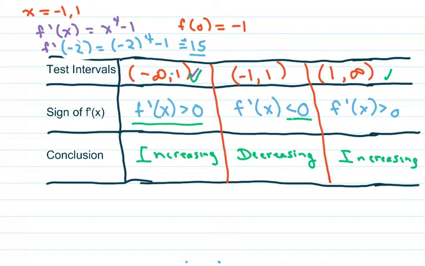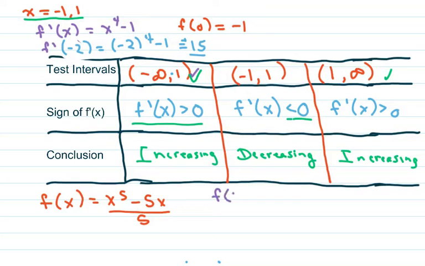So what I'm going to do is plug my critical numbers into my original function. My original function was f of x equals x to the fifth over 5 minus 5 times x over 5. So we're going to plug in our critical numbers, which should be f of 1. You plug in 1, you're going to get negative 4/5. And when you plug in negative 1, you get 4/5.